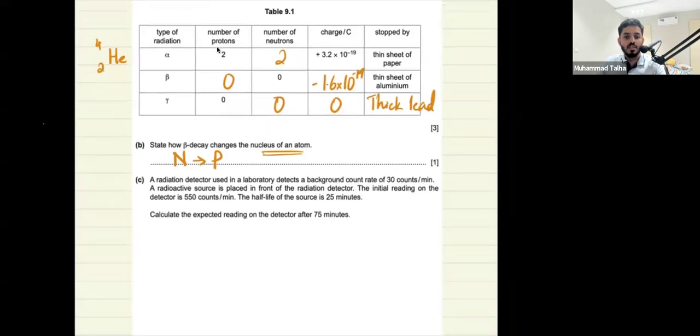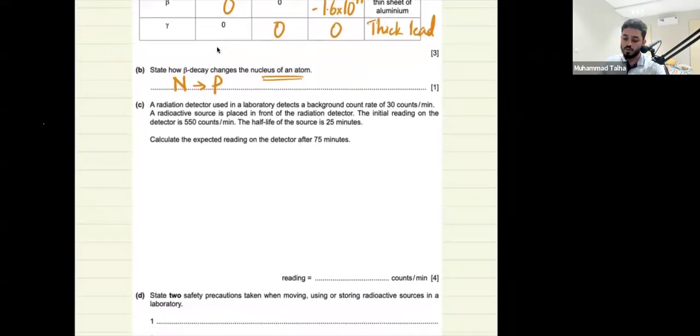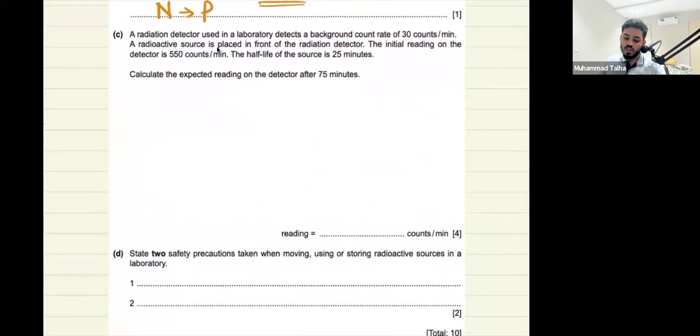Next one, C. This is what I want to talk about. A radiation detector is used in a lab, detects a background rate of 30. It detects this always. A radioactive source is placed in front of the detector. Initial reading is 550. So in this 550, the 30 is already in there, right? The first thing you must identify is that you must subtract this. So 520 is only the radiation from the source. Why do I need to do this? Because with time, the half-life is given of the source. The background radiation will always be giving me 30. What we will be having is the counts from the source.